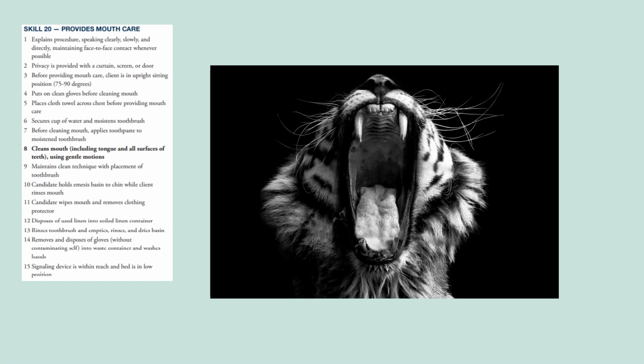The toothbrush must be moistened before the toothpaste is applied to the brush. Step 8, the bolded step, requires the candidate clean the tongue and all surfaces of the teeth. Candidates can easily do this by segmenting the areas of the mouth. For example, all sides of the top left teeth, bottom left teeth, and move to the right side and to the front in the same way. Do not forget to brush the tongue.